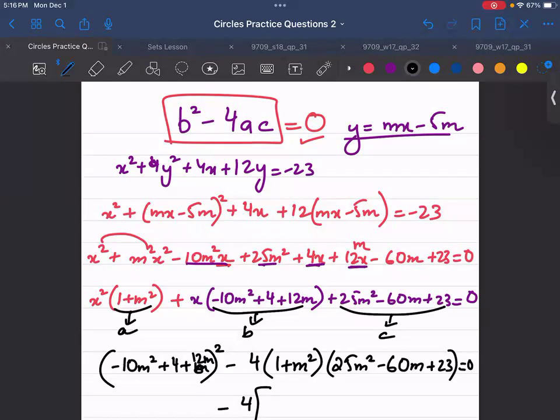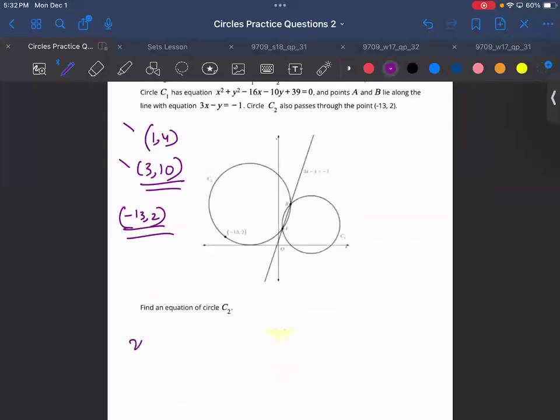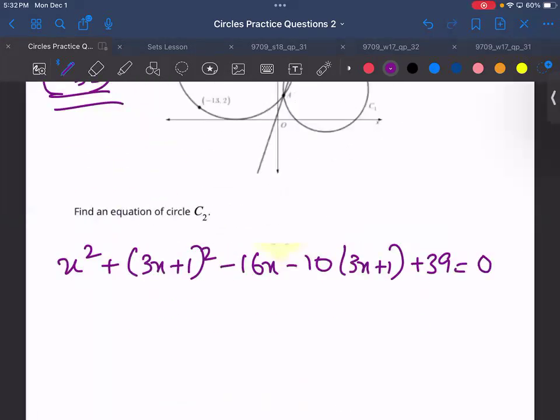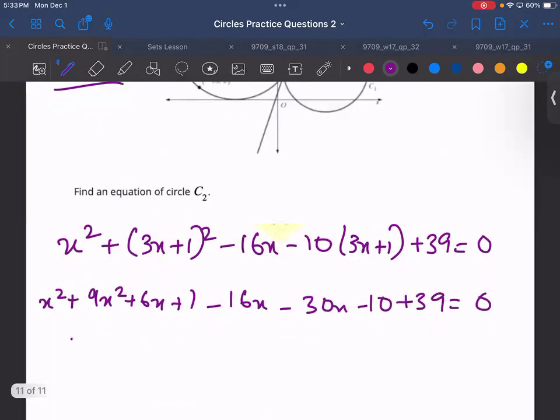Let me stop. So equation is x square plus, in place of y, I will write 3x plus 1. 3x plus 1 whole squared minus 16x minus 10 into 3x plus 1 plus 39 equals 0. This will become x square plus 9x square plus 6x plus 1 minus 16x minus 30x minus 10 plus 39 equals 0. X square plus 9x square is 10x square.